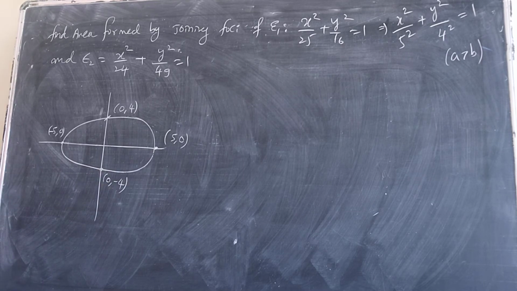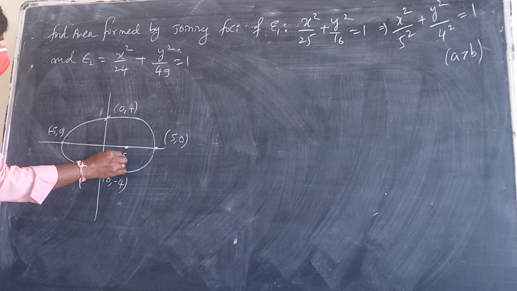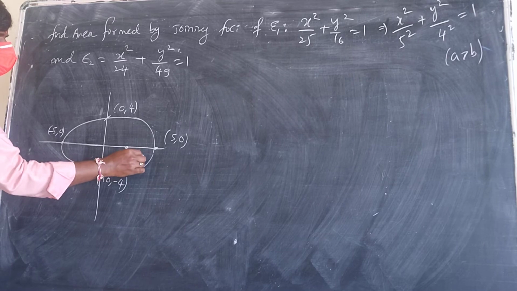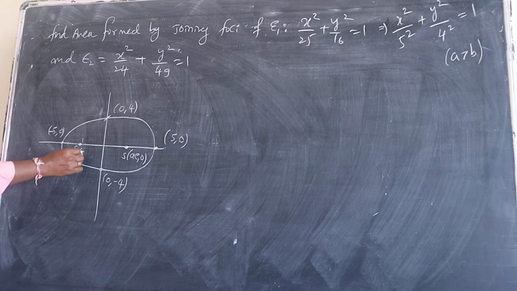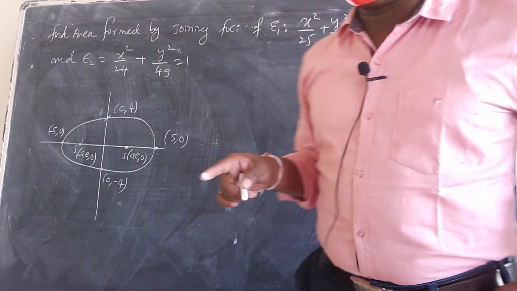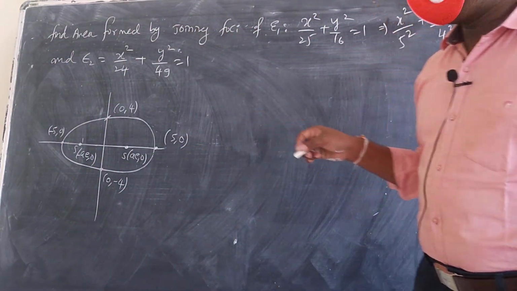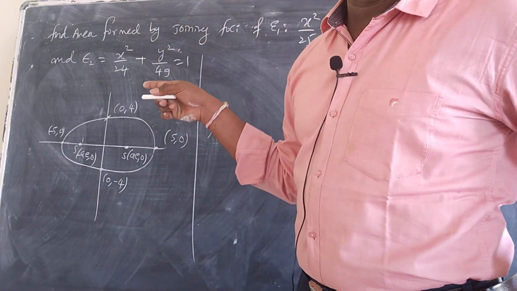But he is asking that you should find the focus. So what is the focus? The focus point will be what? Focus is AE comma 0, and another focus will be minus AE comma 0. Means you have to find the focus of this. So if you want to find the focus, what do you have to find? Eccentricity. So you have to find the eccentricity first. I am focusing on the first ellipse.